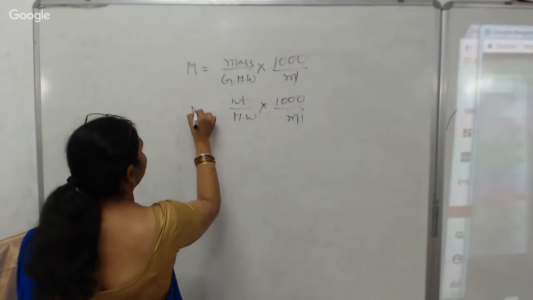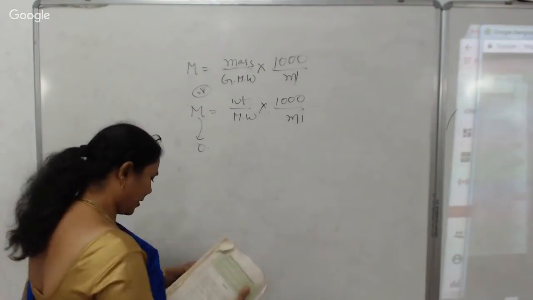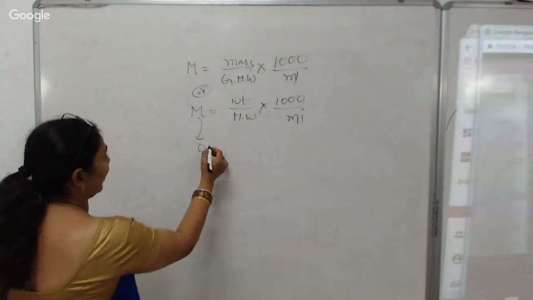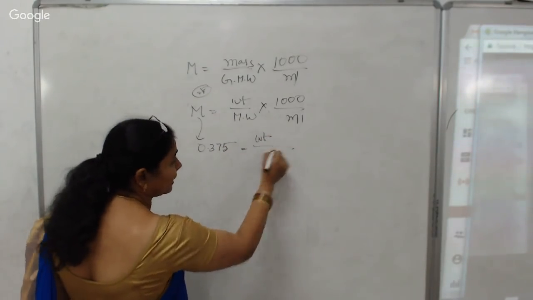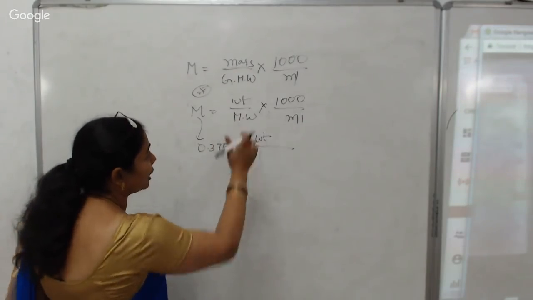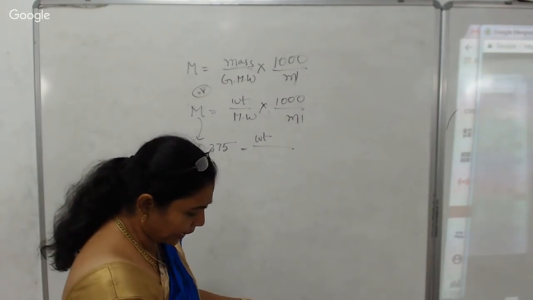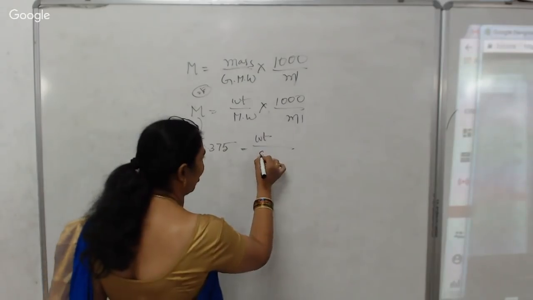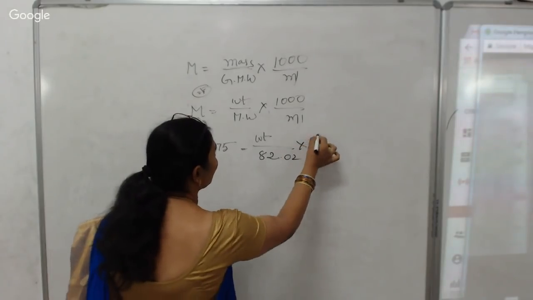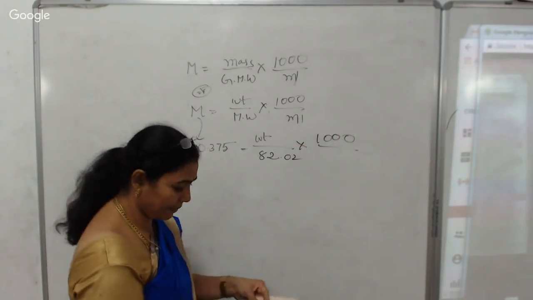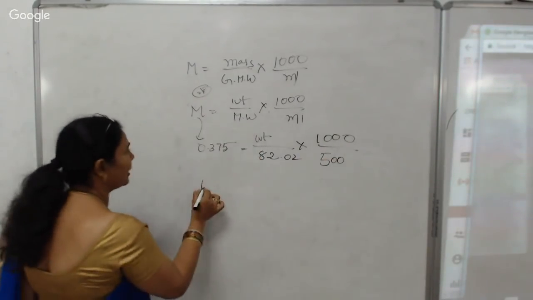M is equal to. But M it is given as what? 0.375. Okay, but the weight you don't know. The weight or mass you have to calculate. And the molecular mass of sodium acetate is given. What is the molecular mass of sodium acetate? 82.02. You can take 82. That's fine. If you want, you can include the 0 also. Okay, into 1000 by ml. How many ml is given? 500 ml. Just simply calculate the weight.